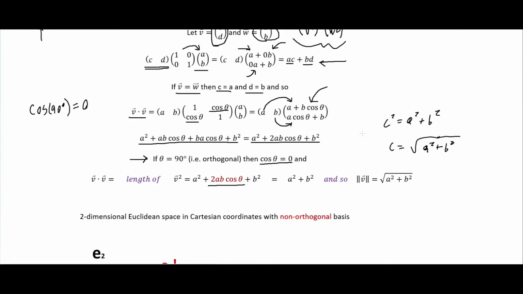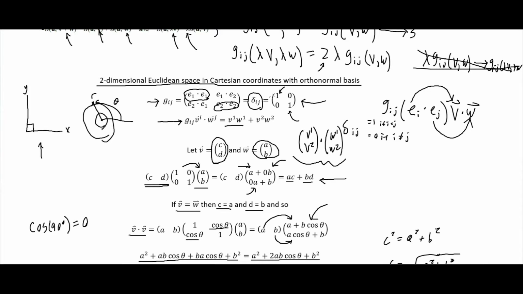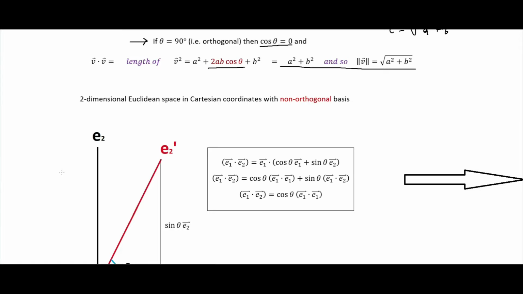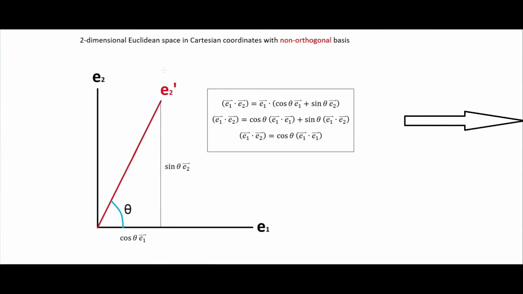So we see that if we use that metric tensor in a two-dimensional Euclidean space and Cartesian coordinates with orthonormal basis, we just end up getting our Pythagorean theorem. And so that is why that is the Euclidean metric there. All right, so then if we want to do a two-dimensional Euclidean space and Cartesian coordinates with non-orthogonal basis, I'm saying that the basis is still normal, which means that each one still equals 1, but they are now no longer orthogonal.